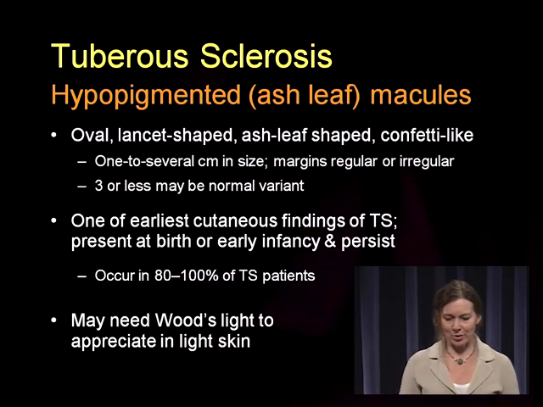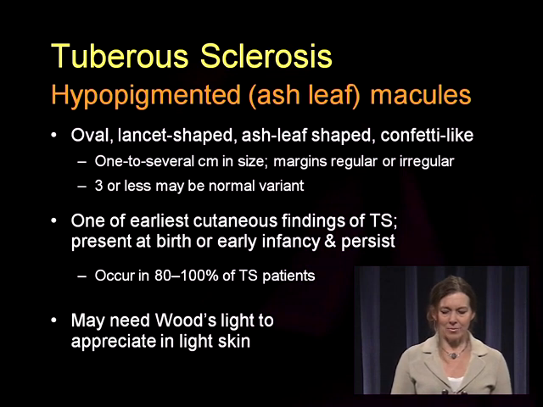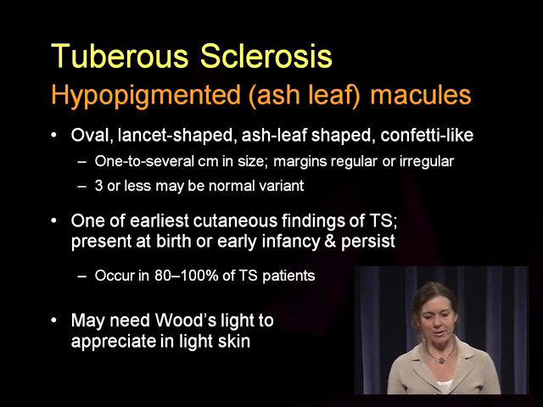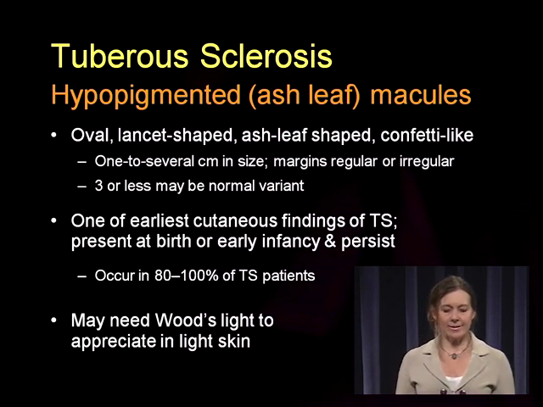stigmata of tuberous sclerosis. Again, the hypomelanotic lesions are typically present at birth or early infancy, and they do persist, and they're present in the vast majority of patients with tuberous sclerosis. However, if you have a very light-skinned patient, you may need a Wood's light to appreciate these lesions, and you really have to have a completely dark room when you use a Wood's light, and sometimes they can accentuate those subtle lesions. Here's another one. They're obviously much easier to see in a more darkly pigmented individual.